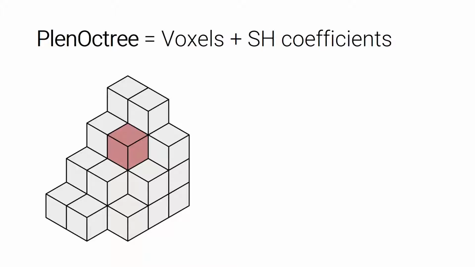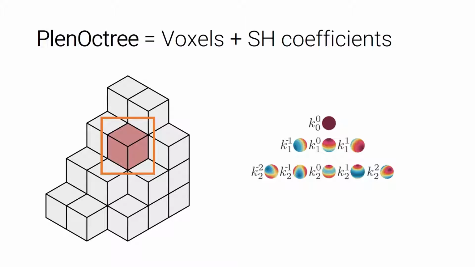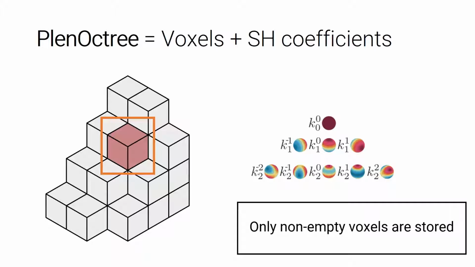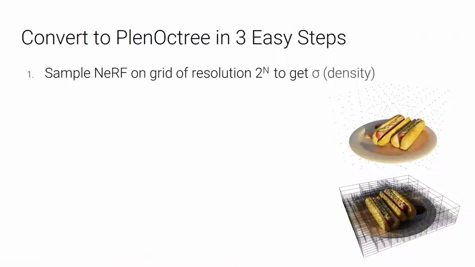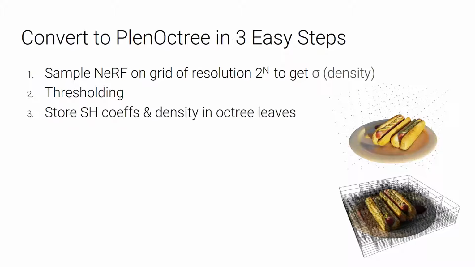A PlenOctree is a voxel-based representation, where each voxel will store these spherical harmonics coefficients, either predicted by the network or fit using the method I just talked about. Of course, this is a sparse voxel representation, so only non-empty voxels are stored. To construct this PlenOctree, we can perform a very simple grid evaluation of the NeRF and threshold using the densities. Then we just evaluate and store the SH coefficients, however we got them, as well as the densities in the remaining leaves. This only takes about half a minute to do at resolution 512 cubed.